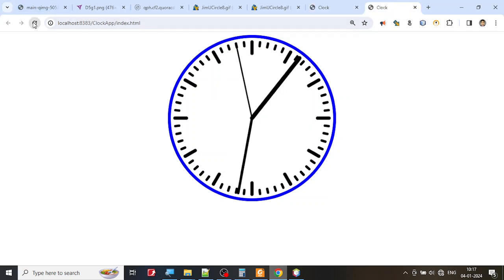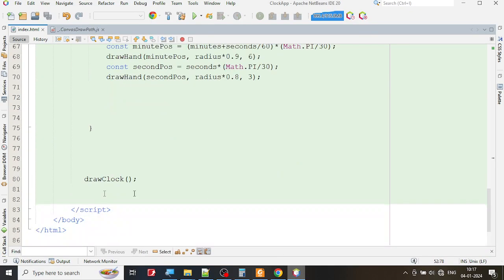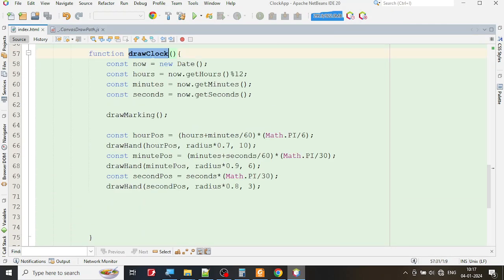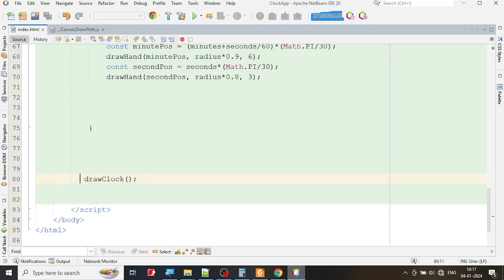But if I call it again and again, let me call that again and again and just show you. How do you call this function again and again? You know very well. You have to set interval. So see, you are calling drawClock only once. If you want to call it many times, you set the interval, that is, within what interval it has to be called.